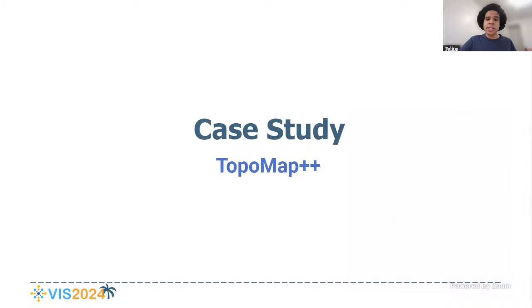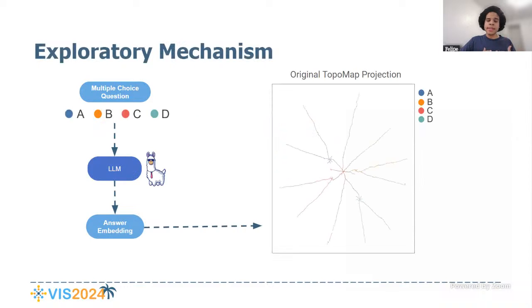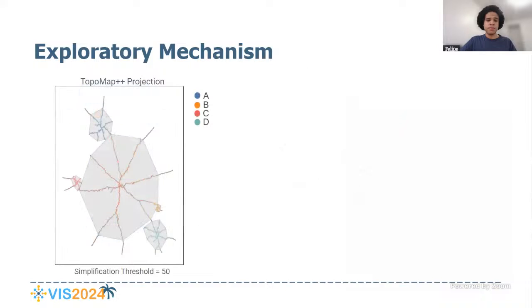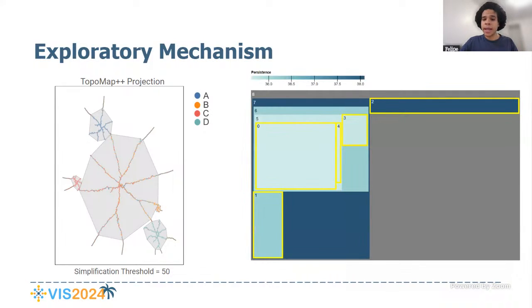So to show how this exploratory mechanism works, we briefly show how we can explore a dataset using these tools. The dataset that we analyze is composed of the embedding of the option chosen by an LLM when answering multiple choice questions. Here you can see the original TopoMap projection, which is hard to interpret since it is too sparse. Here we set the threshold to 1% of the total number of points, that in this case is 50. And we can see that it automatically finds 5 components. Here we have these 5 components highlighted in the tree map.